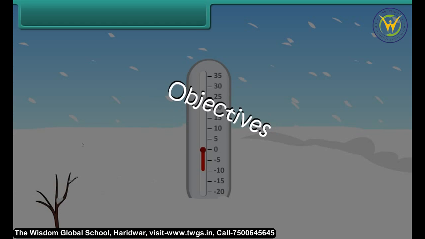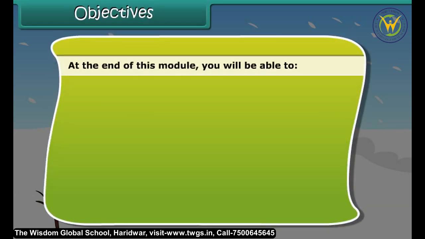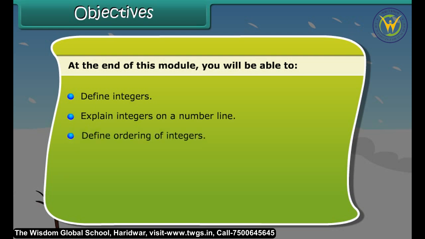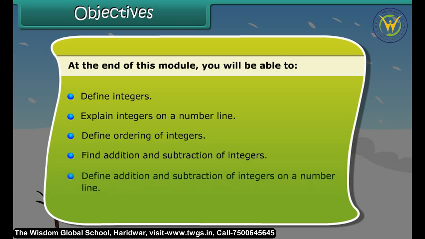Objectives. At the end of this lesson, you will be able to define integers, explain integers on a number line, define ordering of integers, find addition and subtraction of integers, define addition and subtraction of integers on a number line.